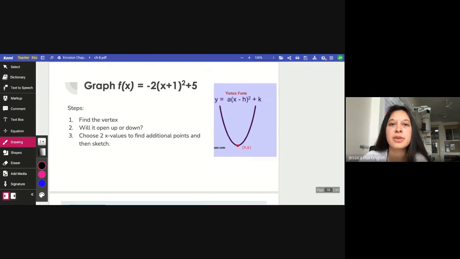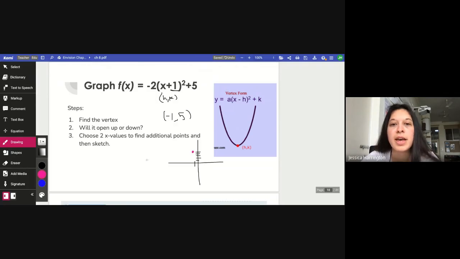Graph f of x equals -2 (x plus 1) squared plus 5. Okay, so what do I know right now? I know my vertex is h, k. So my vertex is h. Remember, it's supposed to be minus h, and it's a positive 1. So I know that it has to be the opposite sign. That's the only way I'm going from negative to positive. And then my k is plus 5. Those match. So my vertex is at -1, 5. So if I were to make my graph, -1, 1, 2, 3, 4, 5, here's my vertex.